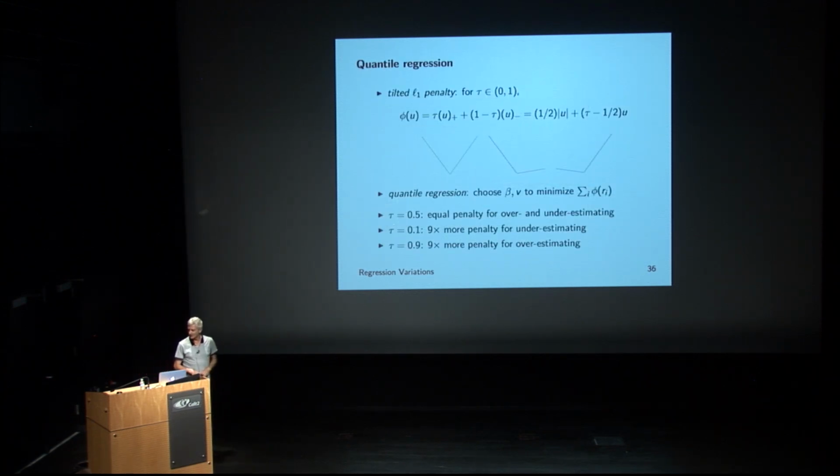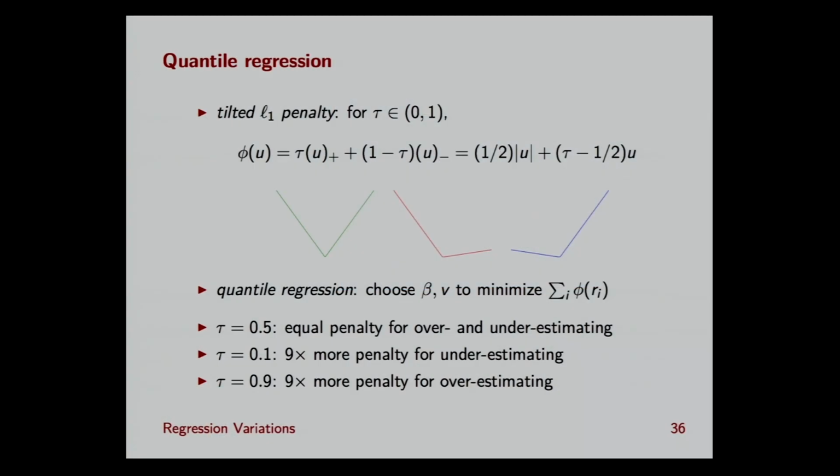We're going to do quantile regression because it's fun. So here's a penalty. The penalty function is going to look like this. We're going to multiply tau times the positive part, 1 minus tau times the negative part. That's the same as half of the absolute value plus tau minus half times u. Depending on what value of tau you get different shapes. Some people call this an asymmetric L1 norm. It's weird, but okay.